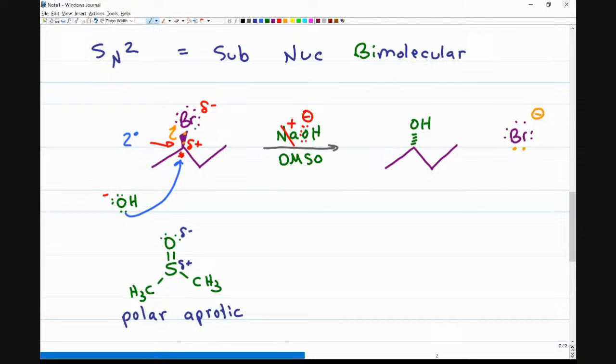So you'll notice that we had a chiral molecule to begin with, bromine coming forward. We have a chiral molecule as the product, OH going back, and that's because with an SN2 reaction, we have an inversion of chirality.